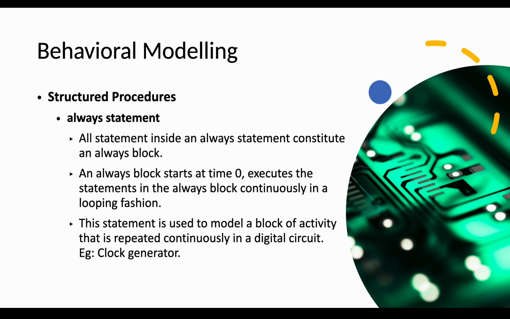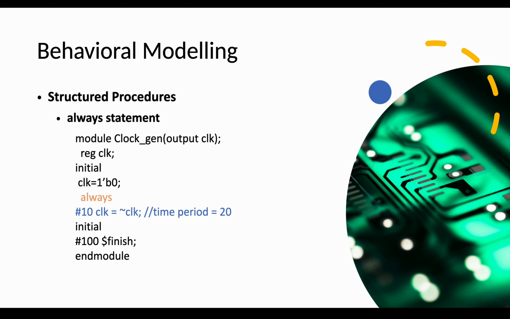Now the always statement. All statements inside an always statement constitute an always block. An always block starts at time 0. It executes the statements in the always block continuously in a looping fashion. This statement is used to model a block of activity that is repeated continuously in a digital circuit. An example is a clock generator. Here is an example of a clock generator.